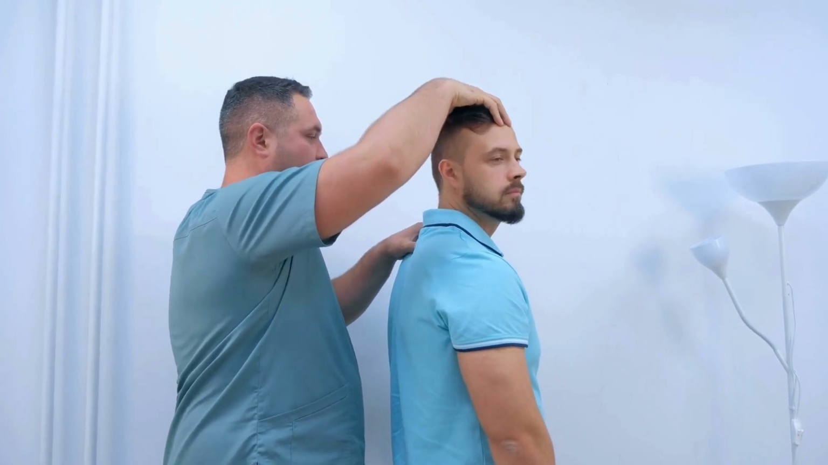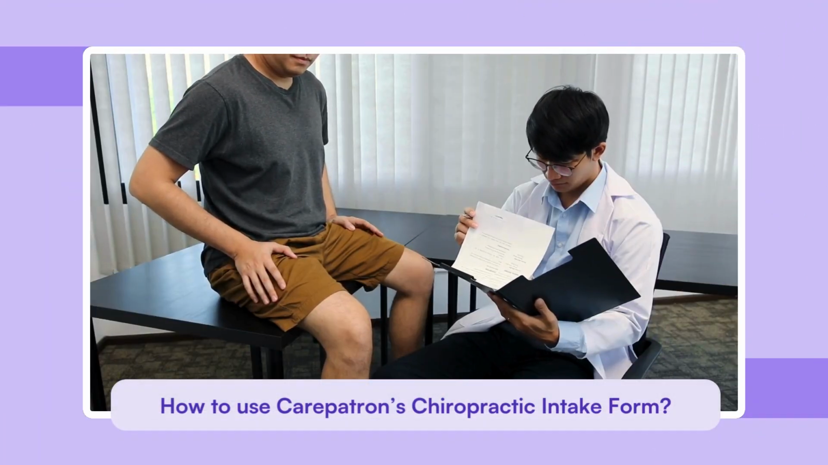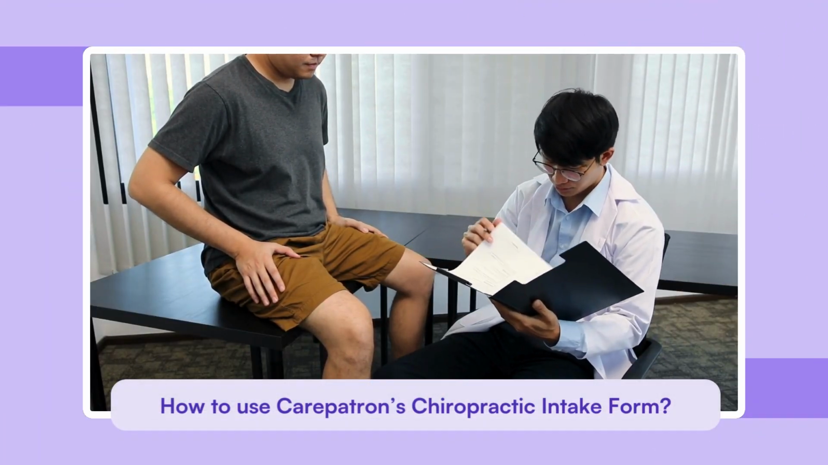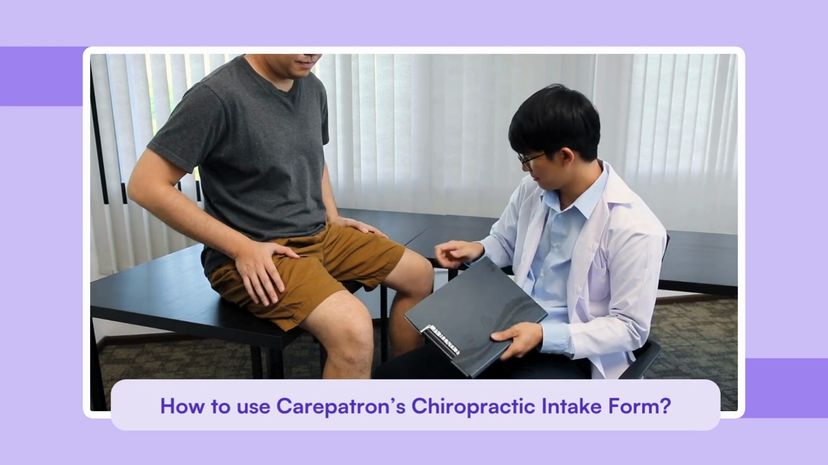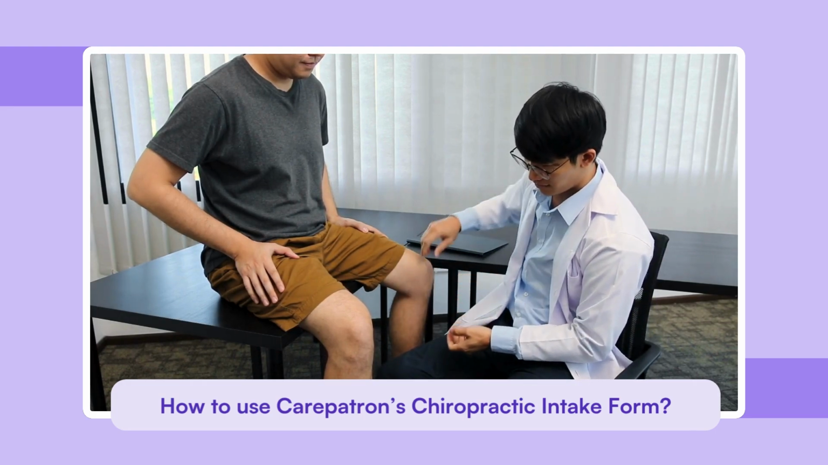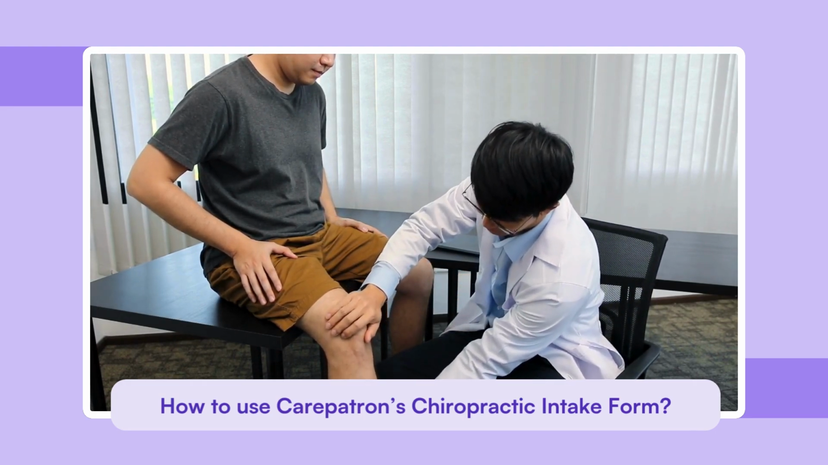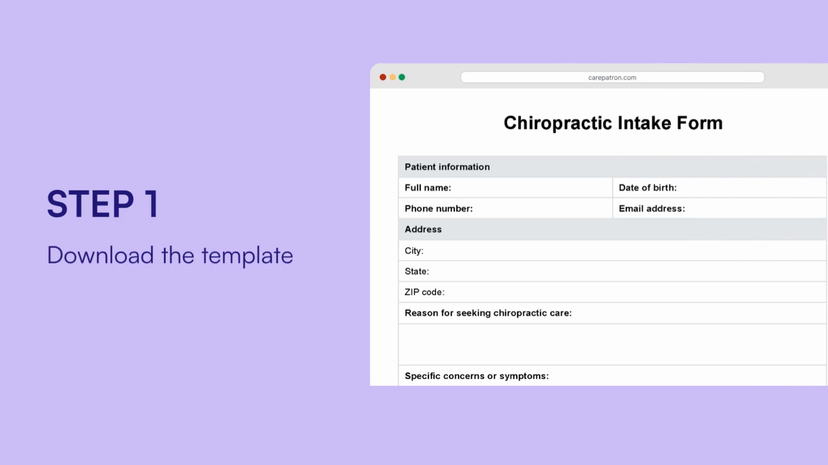and emergency contacts. To help you get started, follow this easy step-by-step guide to effectively utilize Carepatron's Chiropractic Intake Form template. Step 1. Download the template. Click Use Template in the Carepatron app to access and customize the Chiropractic Intake Form. If you prefer a PDF version, simply click Download for immediate access.